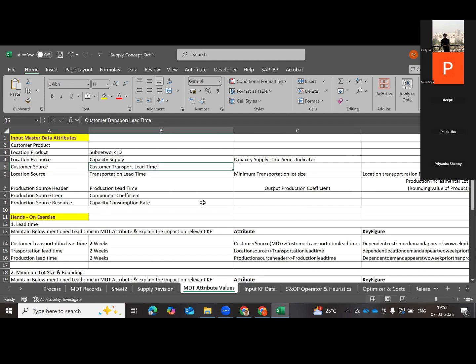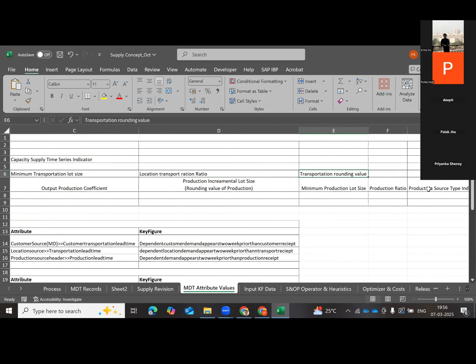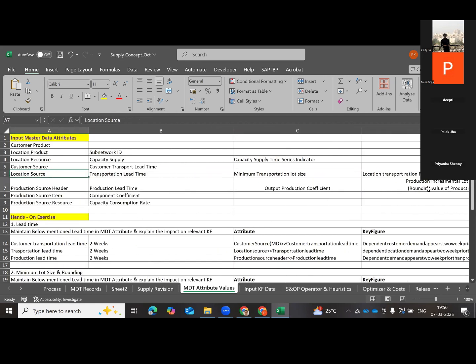Customer transportation lead time. So you go to the customer source, change the transportation lead time and see where the number has changed, which key figure has now got different numbers, etc. So I have noted here all the different attributes within a master data type that are usually used in different projects. So lead times, lot size, minimum lot size is there, location transport ratio is there. These things we did not get time to cover in detail.